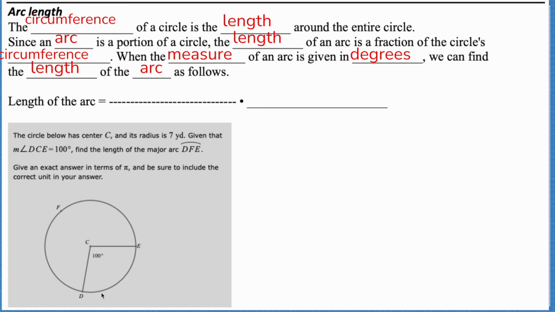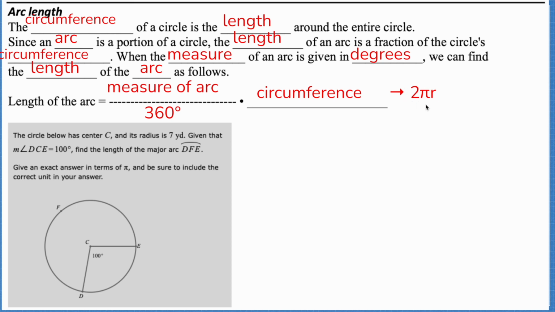Circumference is all the way around. Well, if I want to know just a part of it, just this piece, it's going to be a fraction of the whole thing. So the length of the arc is going to be equal to the measure of the arc, the degree measure of the arc, divided by 360. That's the fraction, the part of the whole circle we want. And then we multiply that by the circumference, which is 2 times pi times r. If they give you a diameter, it could just be diameter times pi, because remember, diameter is 2r.